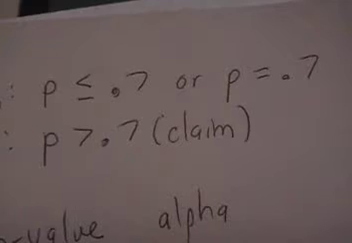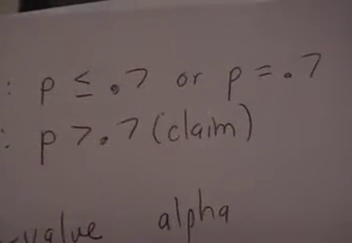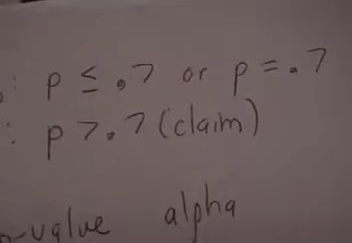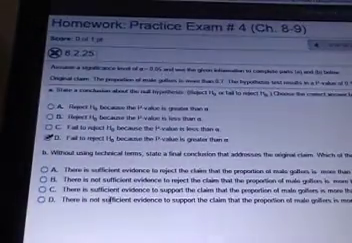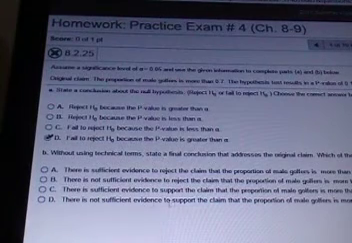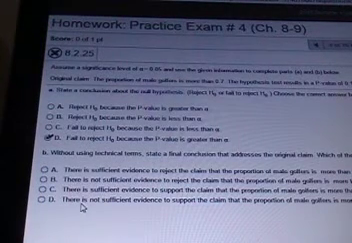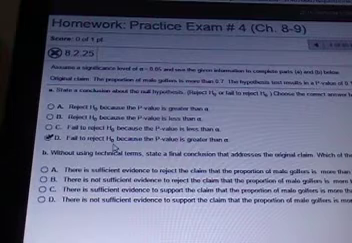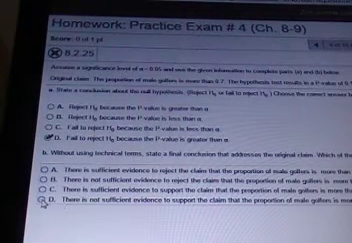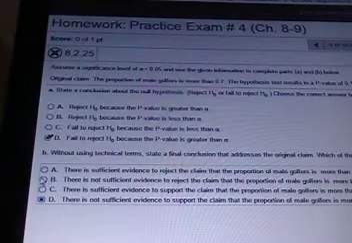And you either say there is enough evidence to reject it or there's not enough evidence to reject it. If the claim's in the alternate, you're trying to support it, and either there is enough evidence to support it or there's not enough evidence to support it. So there's not sufficient evidence to support the claim because I failed to reject, and the claim's in the alternate. If the claim had been in the null, I would have picked B for this answer.